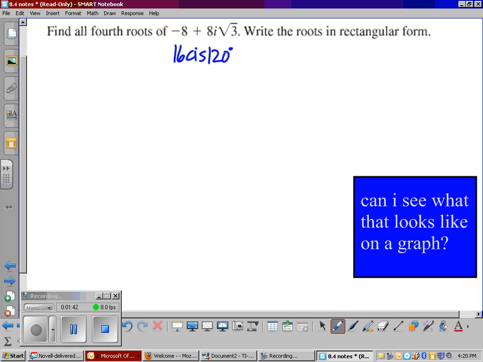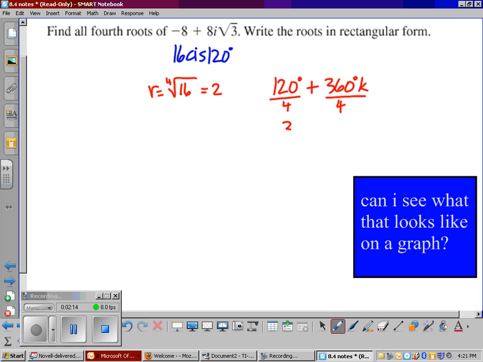So there are 2 pieces of information that I need. The first piece is the R, and the R is easy to find. You take the 4th root of 16 to get the new R value, and that's going to be 2. Then you take your theta of 120 degrees and you add to that every coterminal angle, so 360 degrees times k, where k is an integer.